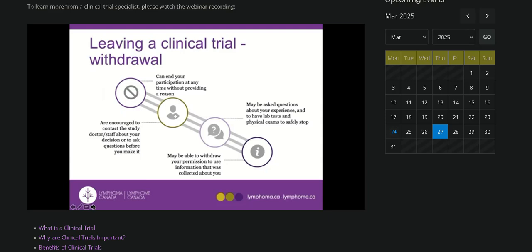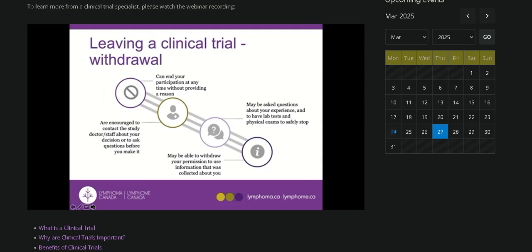As I mentioned, you might be asked questions about your experience, and you might even be asked to take tests depending on what the trial is, or have a physical exam, and that's really about your safety and being sure that you can stop the study safely. So it might not be as simple as just walking away from the study. That's part of also asking questions and finding out what it looks like to leave the trial.